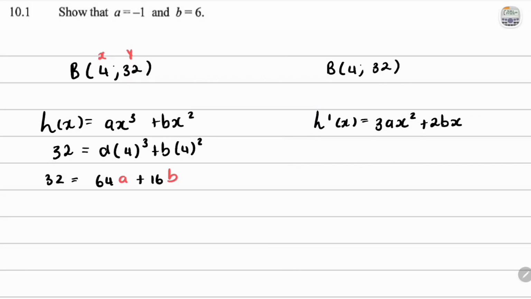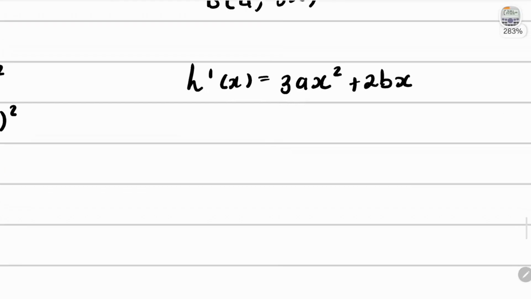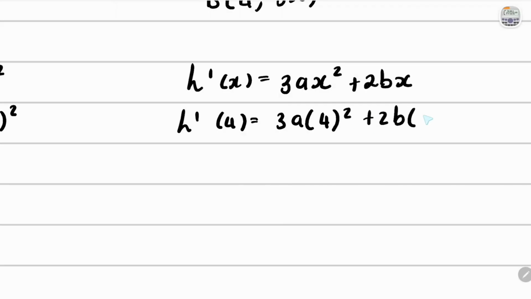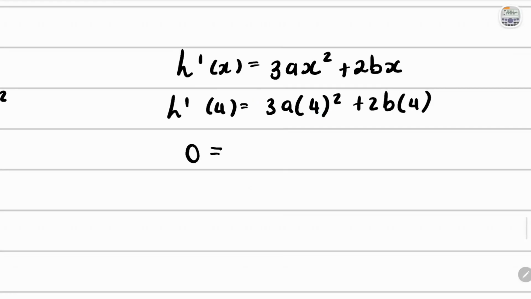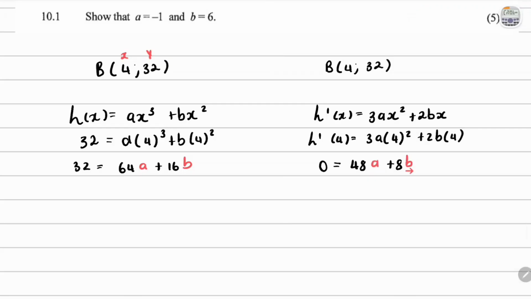Now we're specifically saying that the gradient of this function is equal to 0 at the point where x is equal to 4. So in place of x, we're going to substitute 4. So h prime of 4 equals 3a times 4 all squared plus 2b times 4. Now h prime of 4, the gradient at that x value of 4, is specifically equal to 0. So this is equal to 4 squared is 16 times 3 is 48. So that's 48a. And then 2 times 4 is 8. So positive 8b. And there we go. We have two equations in terms of a and b.